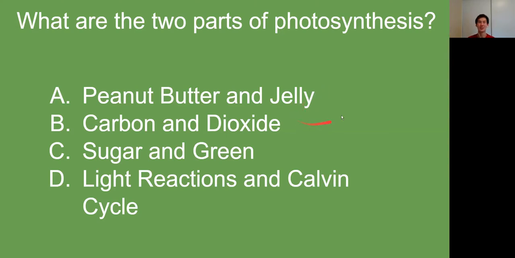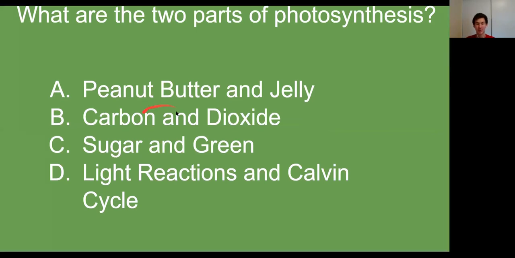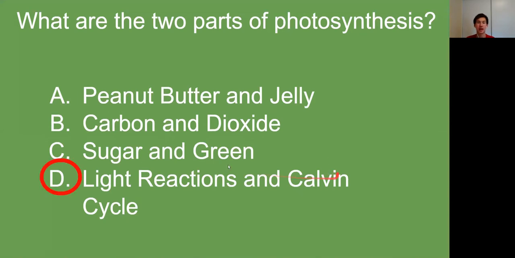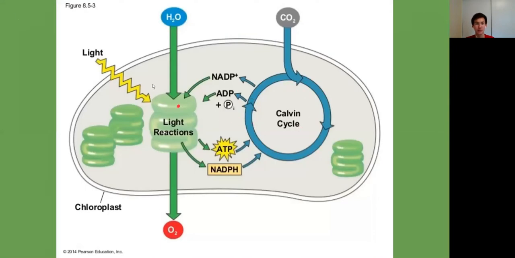Okay, this one, I see people are struggling a little bit. It's actually not carbon and dioxide, even though I was saying that's what you start off with, but it's actually the light reactions and the Calvin cycle. These can be thought of as the two phases. The plants first go through the first phase, then they go to the second one. Obviously it's not that the first phase is carbon and the second one is dioxide. Here we see the light reactions and the Calvin cycle.